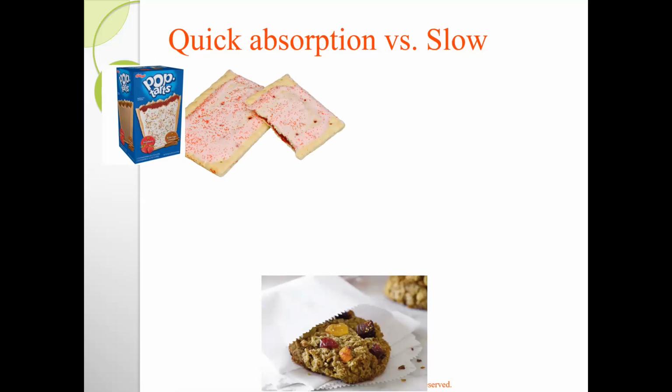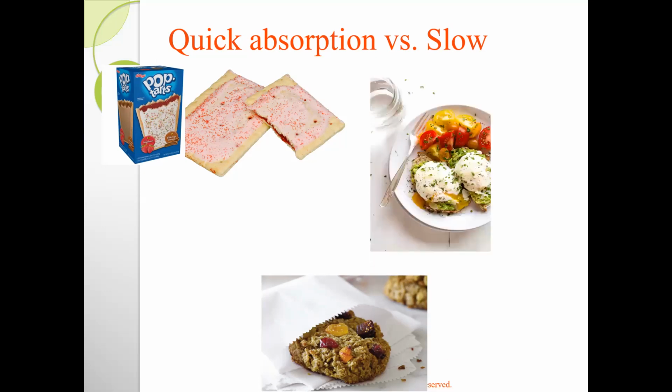So this, which looks like a breakfast cookie, has some dried fruit in there, maybe some nuts, maybe some oats. That's going to be a higher fiber, healthy fats type of breakfast example, and that's going to take longer to leave your stomach. That's going to be a slow digestion food, which means you're not going to be hungry as quickly later.